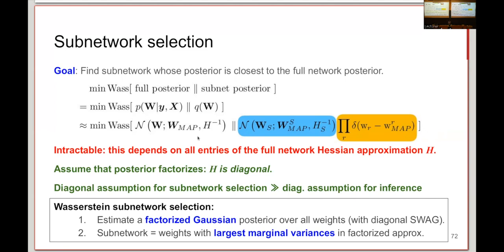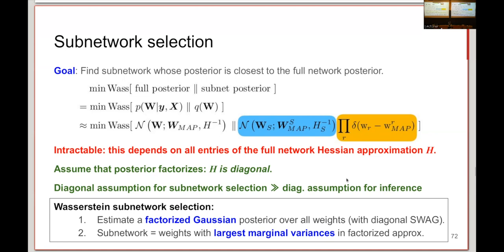What we expect here is that this diagonal assumption for the subnetwork selection is better than making the diagonal assumption for inference and for getting uncertainties. So even though the diagonal assumption is not so good in terms of getting good uncertainties, maybe it still works well for choosing the subnetwork. And that's what we do. And in practice, actually, it works well.